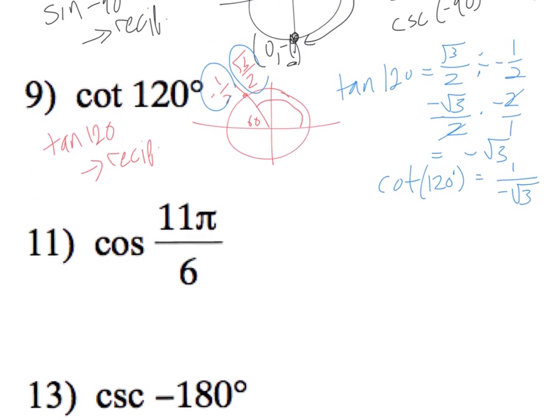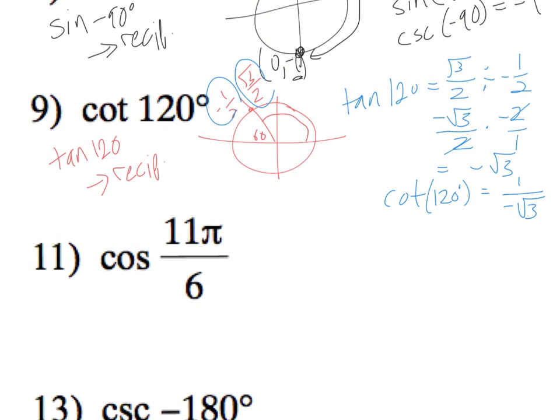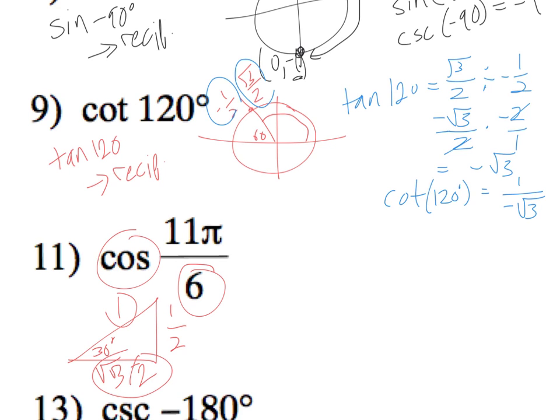For number 11, I'm looking at cosine of 11 pi over 6. Okay, I know this is in the 30-degree family because I'm dividing by 6. So in terms of my reference angle, we're looking at a 30, 60, 90 right triangle. And cosine is going to be the adjacent divided by the hypotenuse. So cosine of my 30-degree reference angle is going to be root 3 over 2.